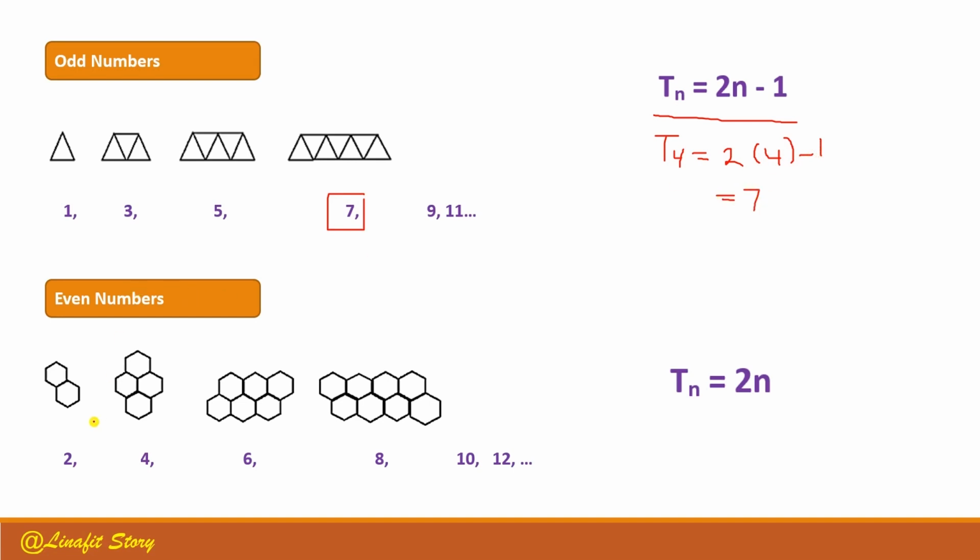Even numbers 2, 4, 6, 8, 10, 12, and so on. So the general term for the even numbers is Tn is equal to 2n. Let's check. We will find the fourth term. The fourth term is 8. So to get T4, with Tn equal to 2n, 2 times 4 is equal to 8.